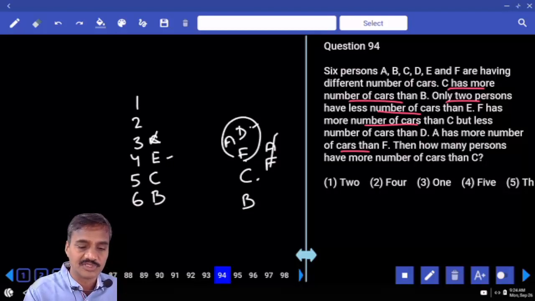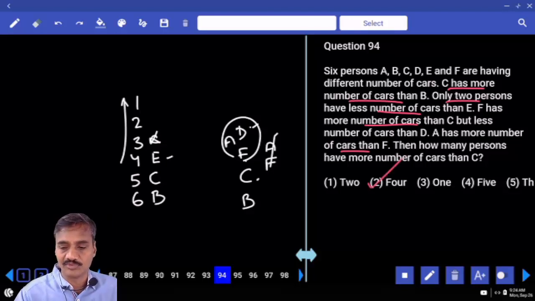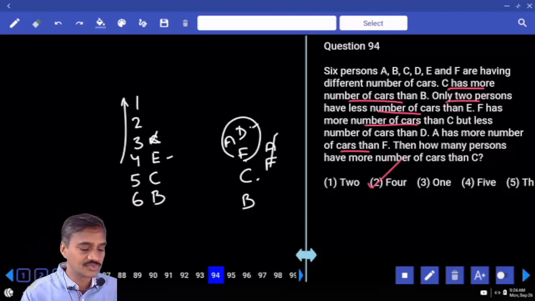Now B is here. How many persons have more cars than C? There are 4 persons who are having more cars than C. Choice 2, 94.